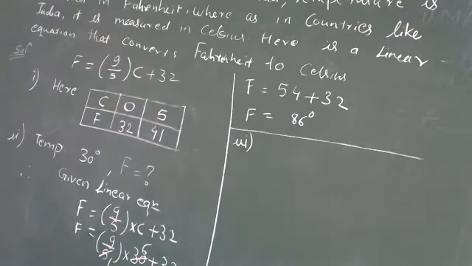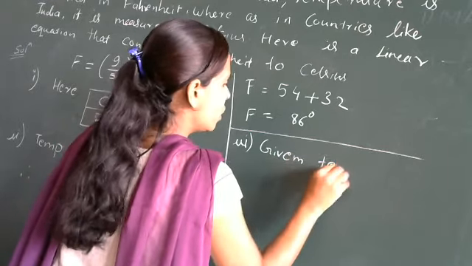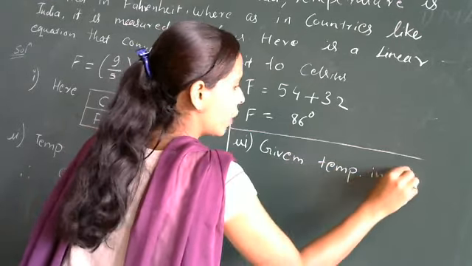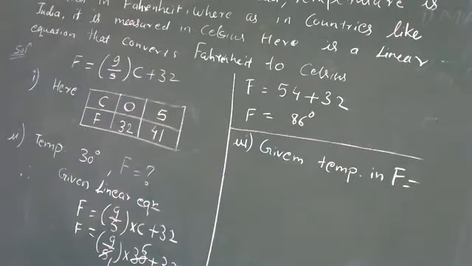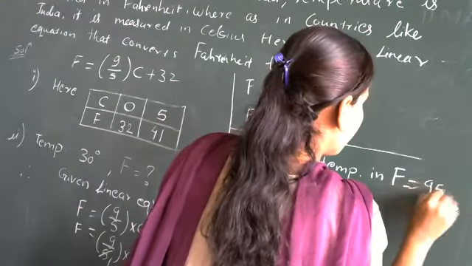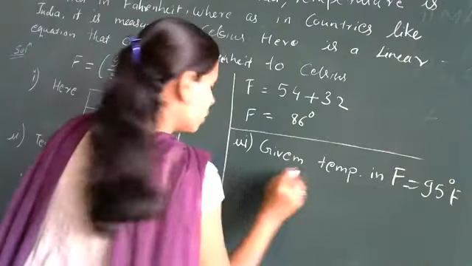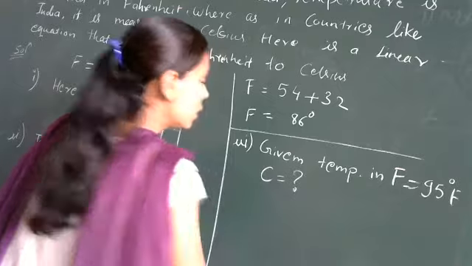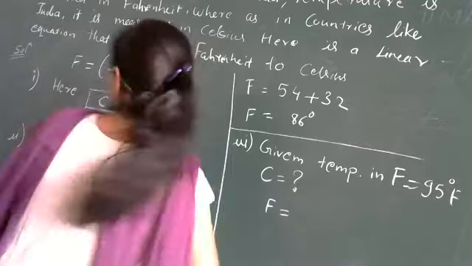Now, we will see the third one. If the temperature is 95 degree Fahrenheit, what is the temperature in Celsius? So, they have given a temperature in Fahrenheit. So, given temperature in Fahrenheit is 95 degree Fahrenheit, right? Now, what we have to find? The temperature in Celsius. So, again we are going to use the same equation. So, take that equation. F is equal to?